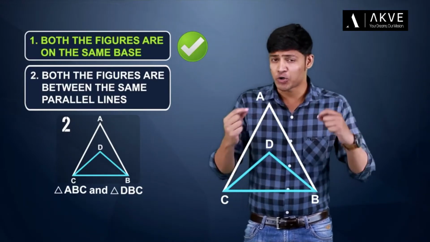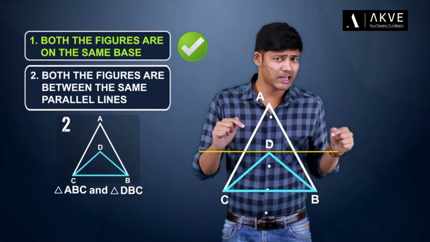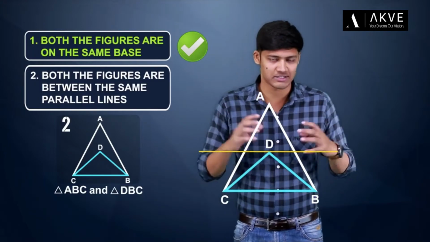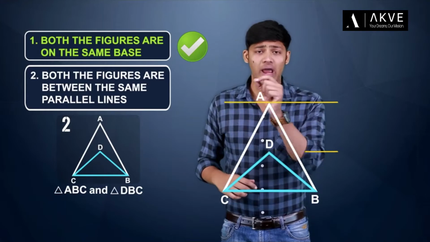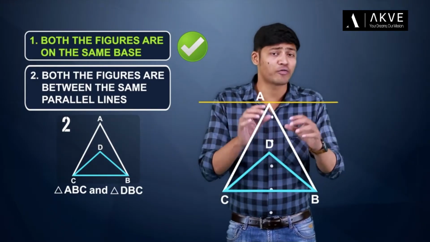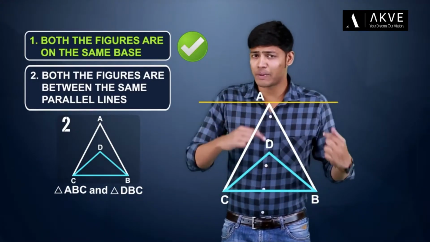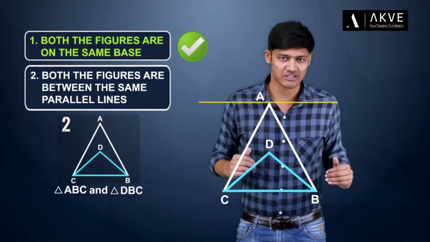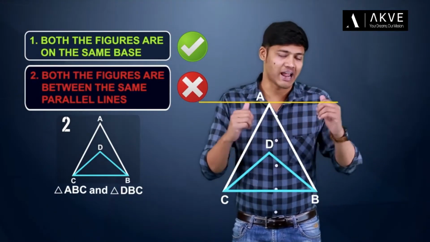That is, if we draw a line parallel to BC passing through D, we can clearly see that triangle ABC is not between those two parallel lines. On the other hand, if we draw a line passing through A and parallel to BC, we can clearly see that the vertex D of the triangle DBC does not lie on that parallel line, which implies that triangle DBC is not between those two parallel lines. So, the second observation is not true for these triangles.